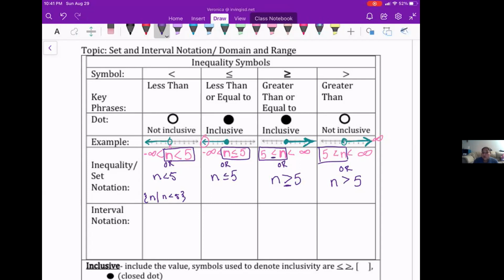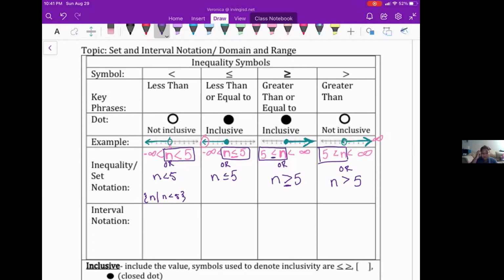All right. Now, that's an inequality notation, so you should be somewhat familiar with that from Algebra 1. Now we're going to do the new part, which is interval notation. This is what you haven't seen, but honestly, it's easier than inequality notation, in my opinion.